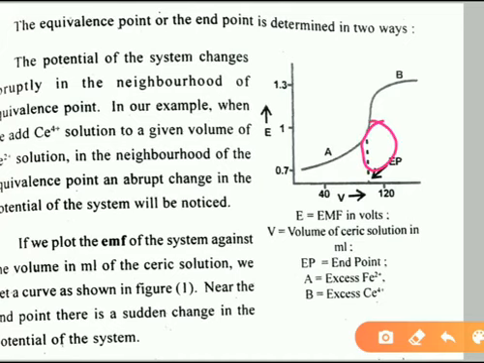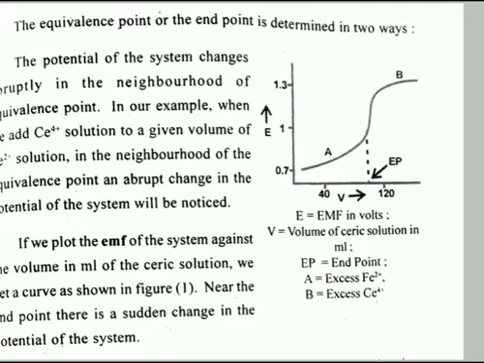At this end point, there is a sudden change in the potential. The potential is taken on the y-axis. So when we plot the graph between the EMF change and the volume of the ceric solution, that is the volume of the titrant, it gives the end point. So the end point is determined from the sudden change in this peak. This is one method to determine the end point of the redox titration.